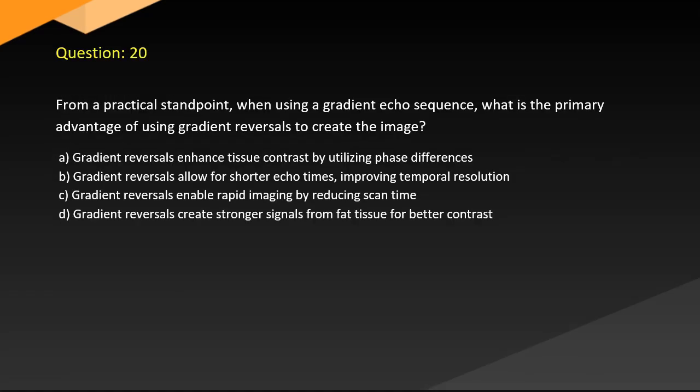Question 20. From a practical standpoint, when using a gradient echo sequence, what is the primary advantage of using gradient reversals to create the image? A. Gradient reversals enhance tissue contrast by utilizing phase differences. B. Gradient reversals allow for shorter echo times, improving temporal resolution. C. Gradient reversals enable rapid imaging by reducing scan time. D. Gradient reversals create stronger signals from fat tissue for better contrast.